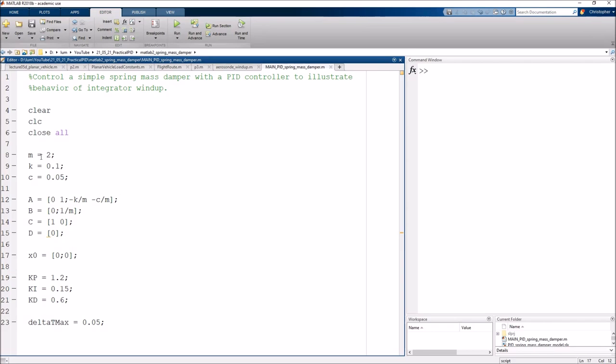All right, so here we are in MATLAB. I've just got a really simple script to define the plant parameters. So again, this is a block with mass 2, a spring constant of 0.1, a damping ratio of 0.05. Here's our state space ABCD matrix. We're going to start the block here at 0, 0 in position and velocity, okay? And now I've just picked some gains out of thin air, KP, KI, and KD, for our PID controller. So if I go ahead and run this, we can initialize all of those variables.